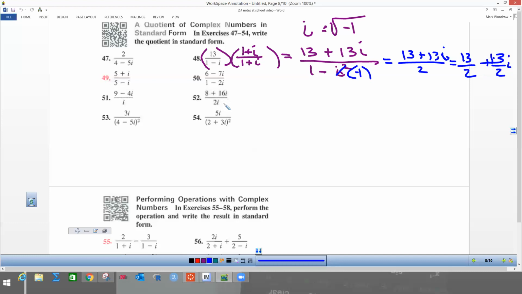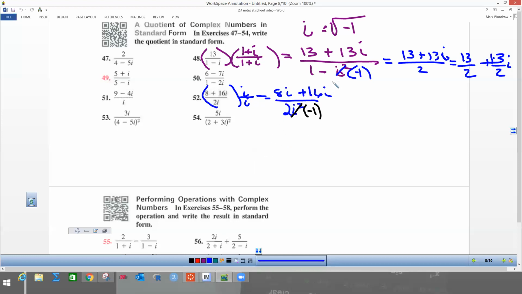I'm going to do this number 52 here, because when you only have an i to get rid of in the bottom, all you have to do on those is multiply by i over i. And the reason is the top becomes 8i plus 16i squared, because you're going to distribute that i. And on the bottom, you get 2i squared. And see, an i squared, again, we get to substitute in place of this i squared, negative 1.